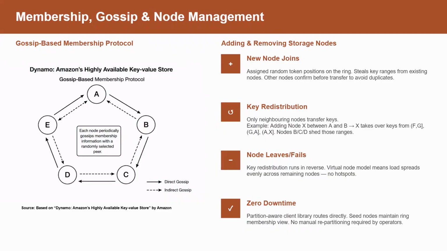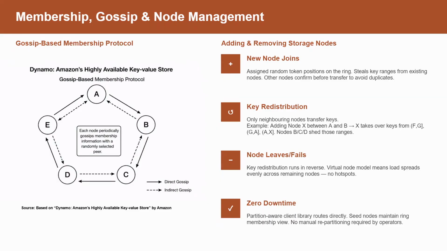Let's talk about how nodes join and leave the system and why they never cause downtime. When a new node joins, it gets assigned a random position on the hash ring. It then steals a key range from its neighbors, meaning those neighbors transfer their data to the new node. Before any transfer begins, other nodes confirm the plan to avoid duplication.